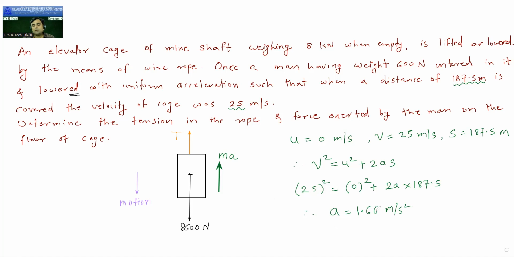Correct? Now, once you know A, the acceleration, then calculate the inertia force. Inertia force is equal to MA. What is M? Mass is equal to weight divided by g. W is equal to mg is the formula. W is equal to m into g, mass into acceleration due to gravity. So therefore, m is equal to W upon g. Got the formula?